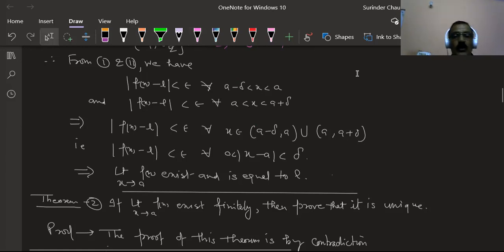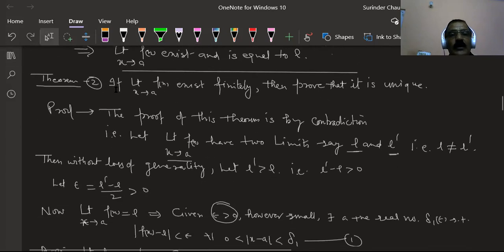Now the next question is, if the limit exists, will the limit be unique? So next we'll prove that if the limit exists, it will be unique. If the limit as x approaches a of f(x) exists finitely, then prove that it is unique.